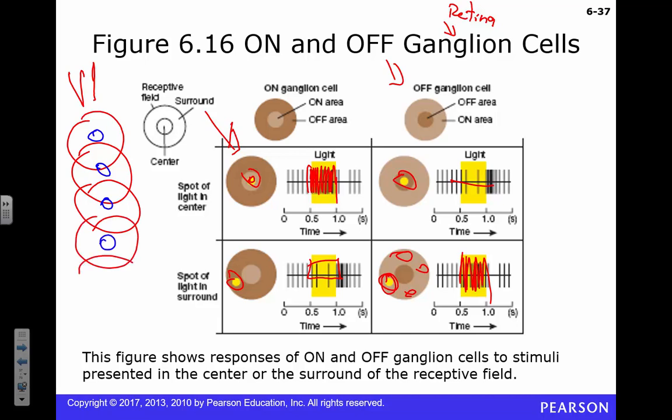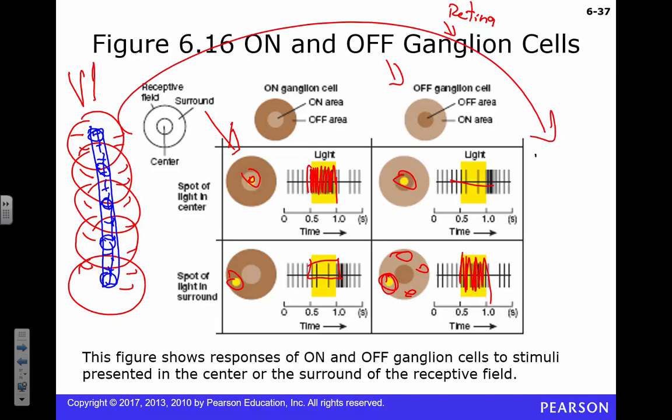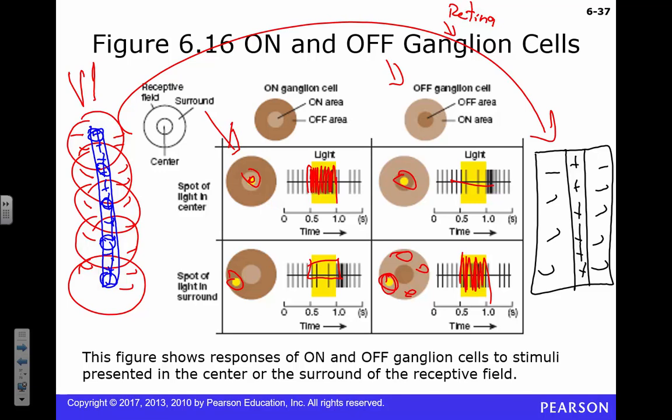And you can stack them like this, okay? So now what you've done is you've lined up all of these excitatory center regions, right? And all of these inhibitory surrounding regions. And what you've done is you've created a receptive field shaped like this. That's pretty cool, right? That'll tell you where there's an edge.